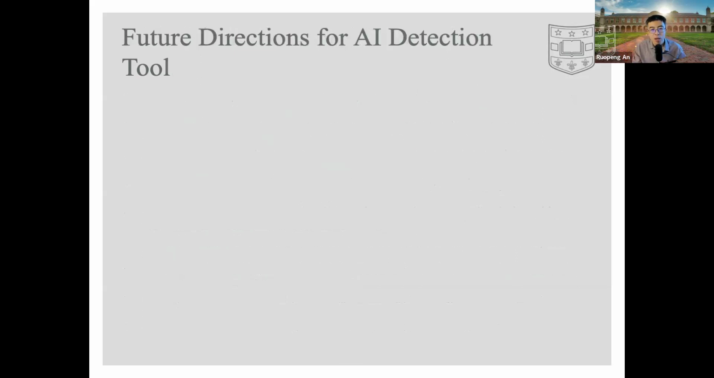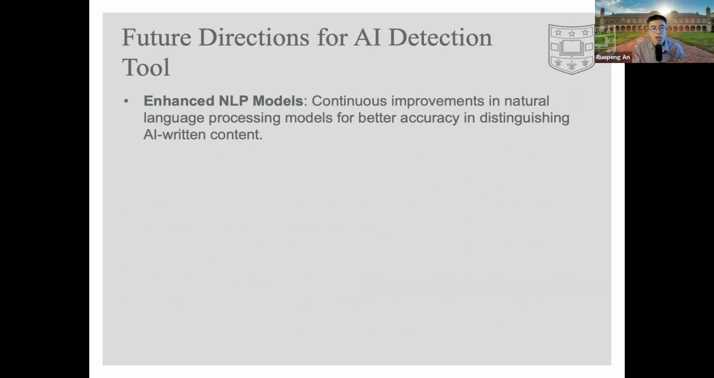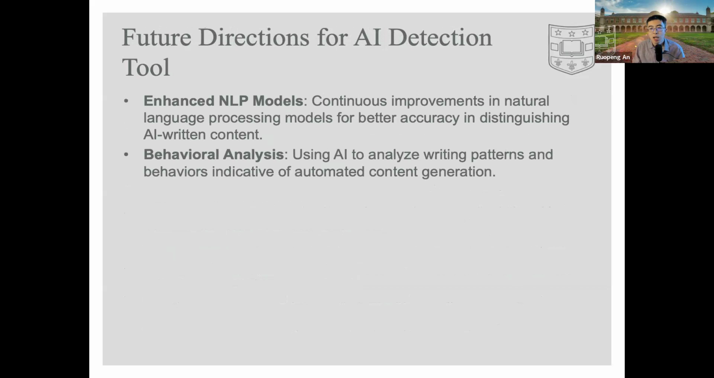And regarding future directions for the AI detection tools, we can really enhance the NLP models, the natural language processing models, which are the foundation to those tools. And on the other hand, we should also not forget the old-fashioned way that we detect plagiarism and text generation, which is behavior analysis, right? Still today, I think this is probably the most reliable tool, although it doesn't really use any AI algorithms.